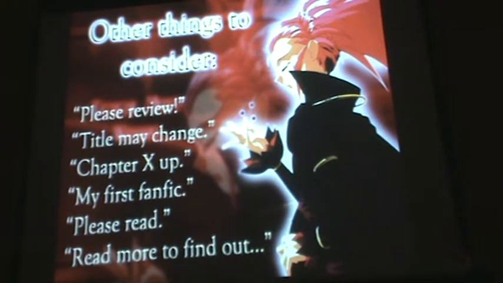"Chapter whatever number is up." We know you've updated it. The number on the chapters has changed. It's okay. Don't waste your summary space, because you only have so much summary space on there.